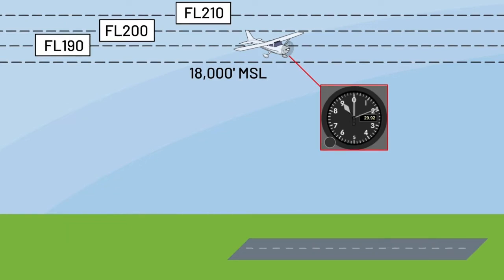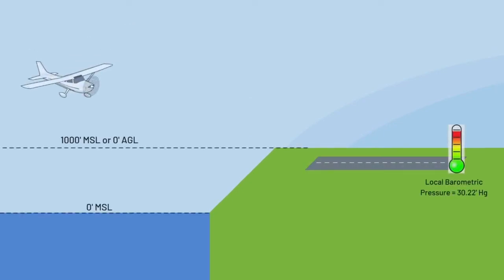For example, if our runway elevation is 1,000 feet with a local altimeter setting of 30.22 inches of mercury, but we still have a setting of 29.92 input into our altimeter, then we will have an error of approximately 0.3 times 1,000 or 300 feet.